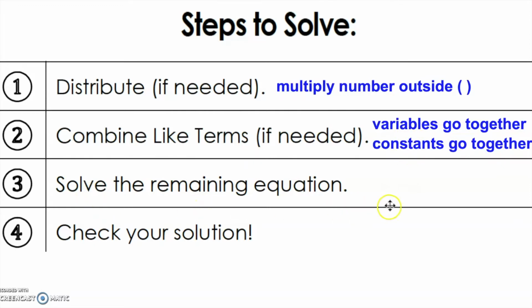Solving the remaining equation, that's where we use SADMEG, the order of operations in reverse. And then check our work by either using Desmos or by plugging that number back into the equation. As we do these examples, I want you to try and pause the video first and try that example before I go over the solution.